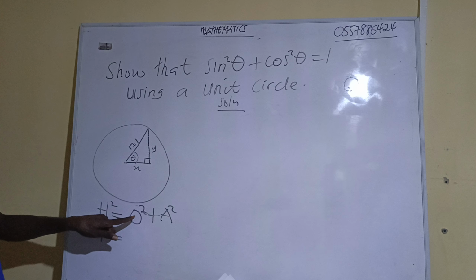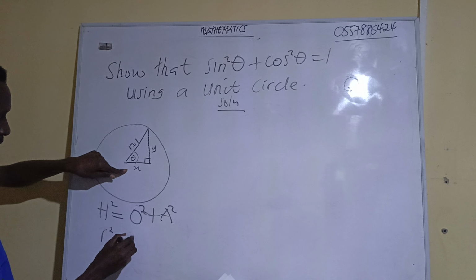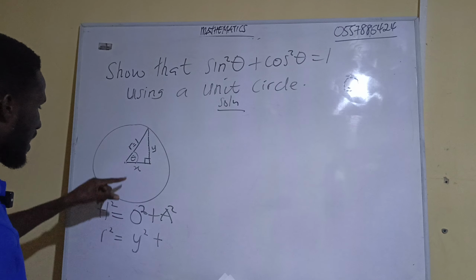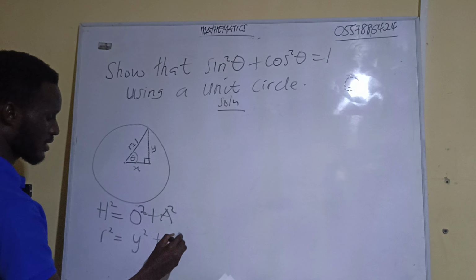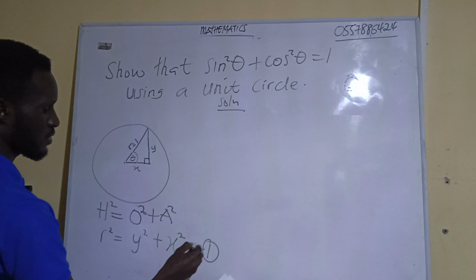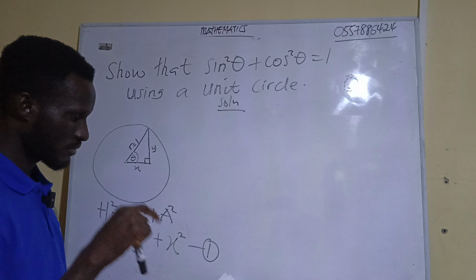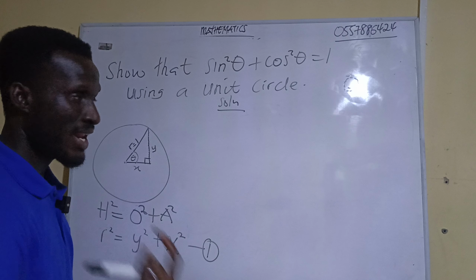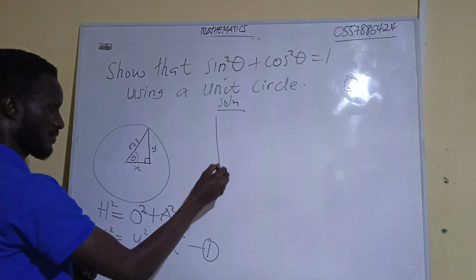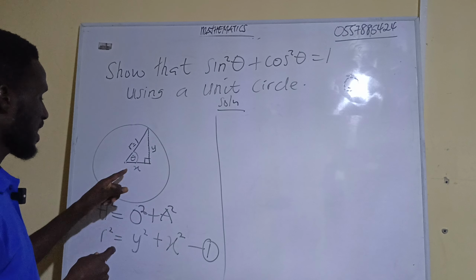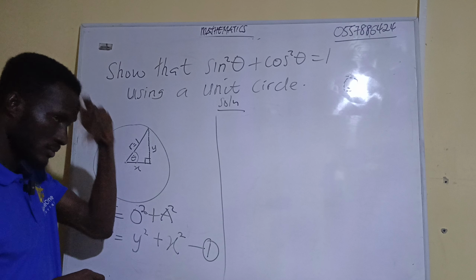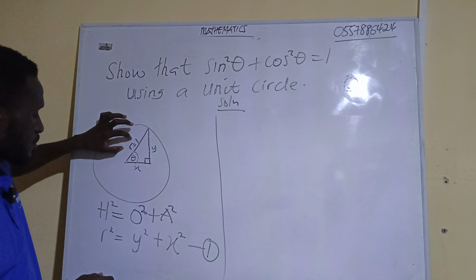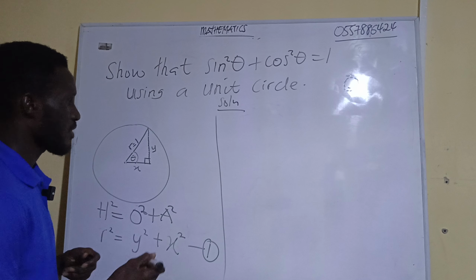Now, the hypotenuse is r. So, r squared is equal to opposite squared. The opposite is y. So, y squared plus adjacent squared. Adjacent is x. So, we have x squared. Let me keep this one as equation 1. Now, at this particular point, let me solve for x and y in terms of r.